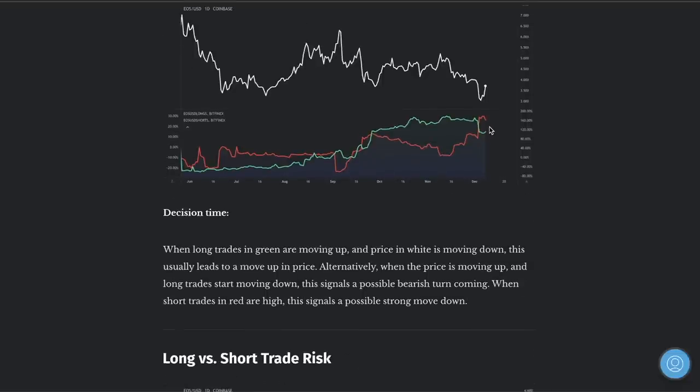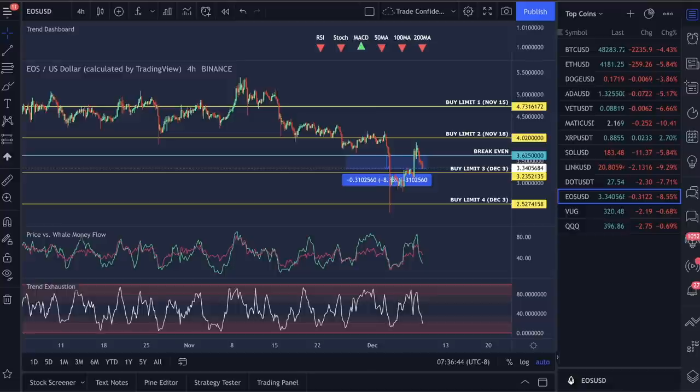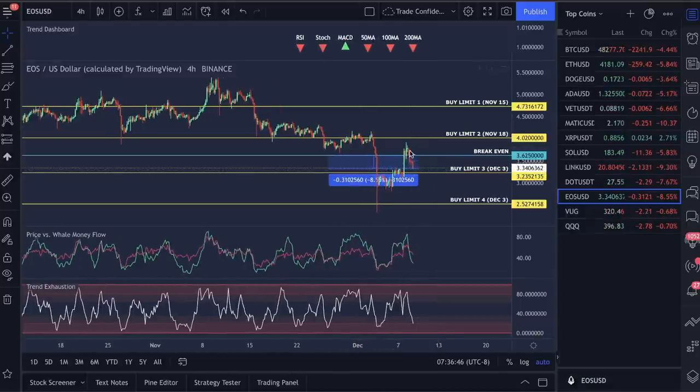Okay? So watch this. If we start seeing long trades increase here and short trades continue to move out, that's actually very bullish because people don't think it's going to head down any further for short trades. Long trades increasing will actually shoot us back up here.